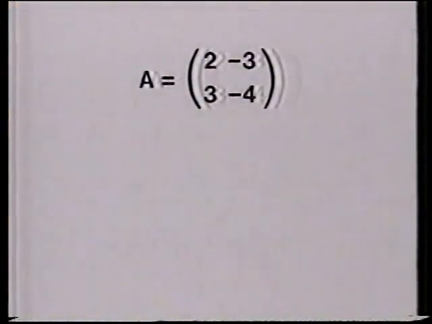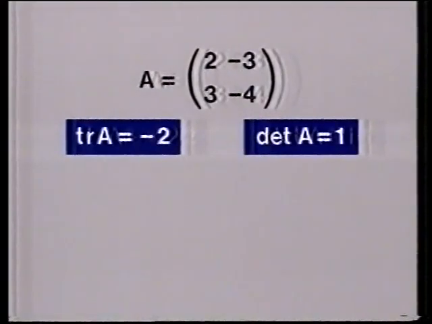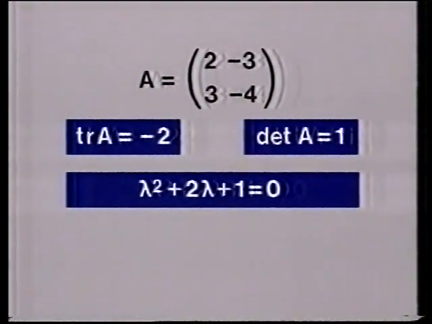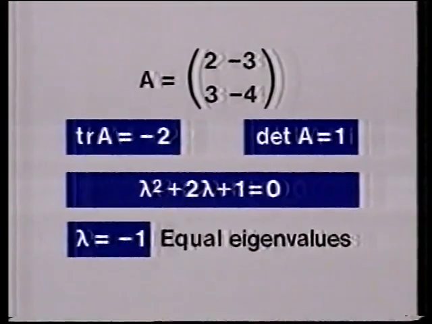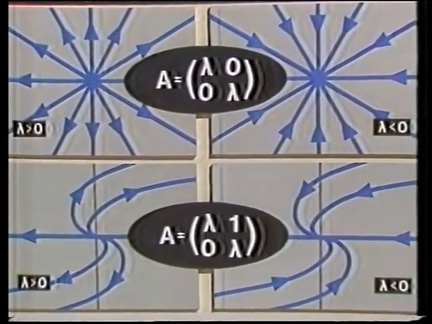Here's A with trace 2 plus minus 4. Well, that's just minus 2. And the determinant of A is 2 times minus 4 minus 3 times minus 3. And that's just 1. So the eigenvalue equation is lambda squared plus 2 lambda plus 1 equals 0. And this has equal real roots of minus 1. So our flow is one of these two general shapes. The flow must be inwards because lambda is negative.